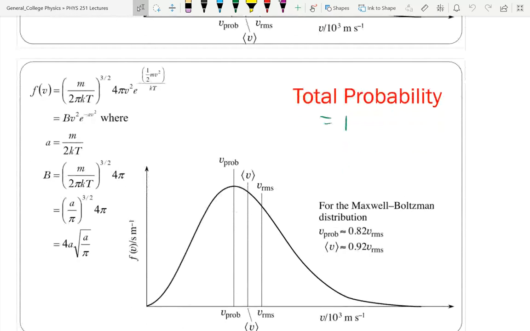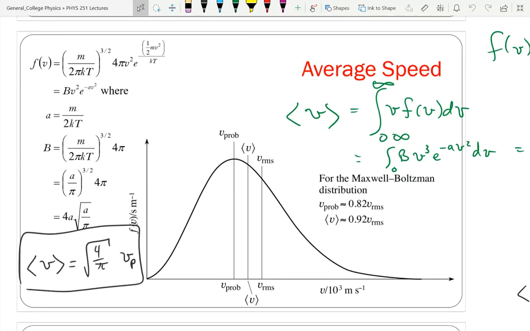You could also find the average speed. For the average speed, you just take the probability multiplied by the speed and integrate over all possible speeds. So that is a Maxwell-Boltzmann integral. And so you go back to the page. I will obviously give you that page if we're going to do a Maxwell-Boltzmann problem. You go back to that page and you say, okay, what is this integral that has v cubed out front and then the e to the minus av squared? And so you have to go through and work out that integral to find the average speed.